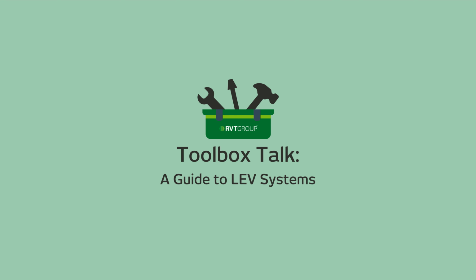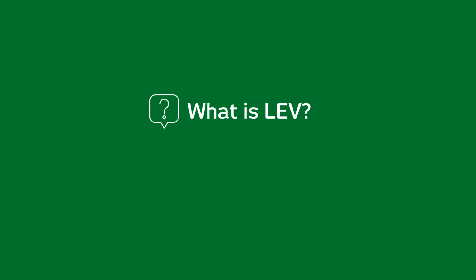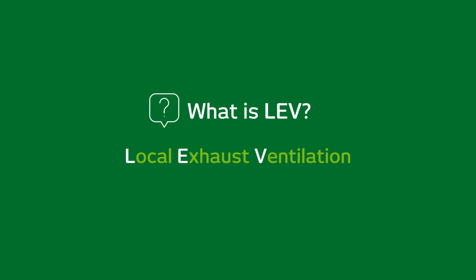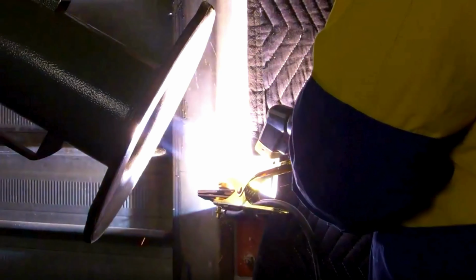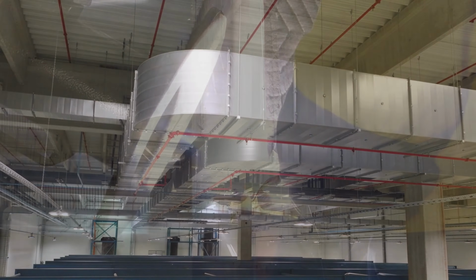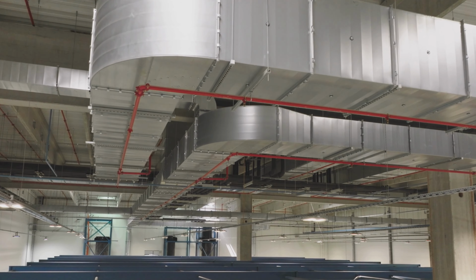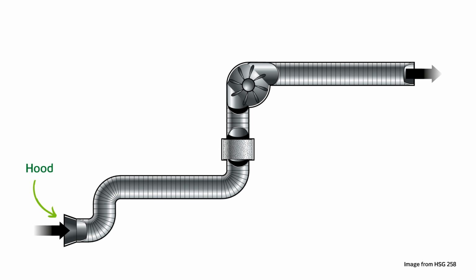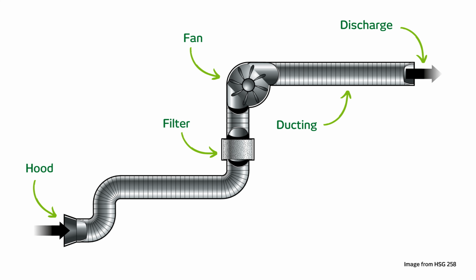Let's start with the basics. What is LEV? LEV stands for local exhaust ventilation. These systems are designed to extract contaminants at source. This could include dust, fumes, mist, fibers, gases, and vapors. LEV systems can be simple or complex. They can be fixed or temporary. But all LEV systems have 5 key components: a hood, a filter, a fan, ducting, and a discharge point.